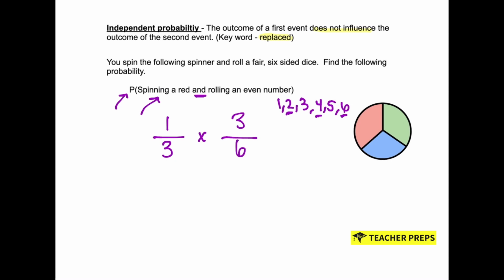So now I can take 1/3 times 3/6. That gets us 3/18. Next, we need to simplify. You could divide a 3 out of both the numerator and the denominator. So our probability is 1/6. If I was going to spin the spinner and then roll a dice, we would expect that 1 out of every 6 times you would get a red and then roll an even number.